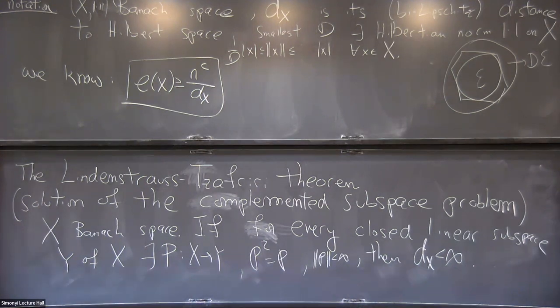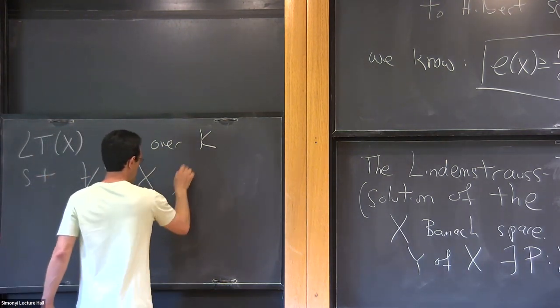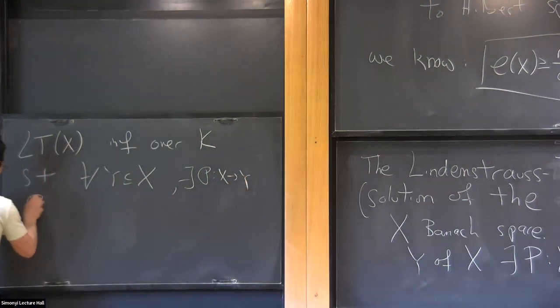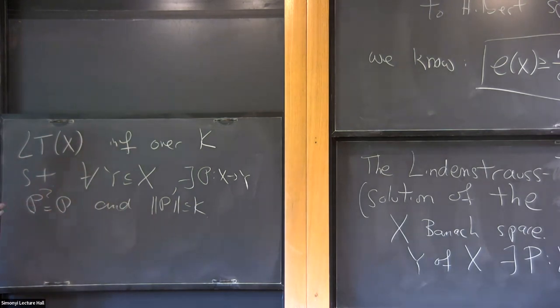You can quantify this and read off your proof. Nobody gave this a name; I gave it a name in the 2021 paper. I call it LT of X. It's an obvious definition: LT is the infimum over K such that for every subspace Y in X there exists P from X to Y such that P squared is P and the norm of P is at most K. It's the Lindenstrauss-Tzafriri constant. Some people call it the internal projection constant.